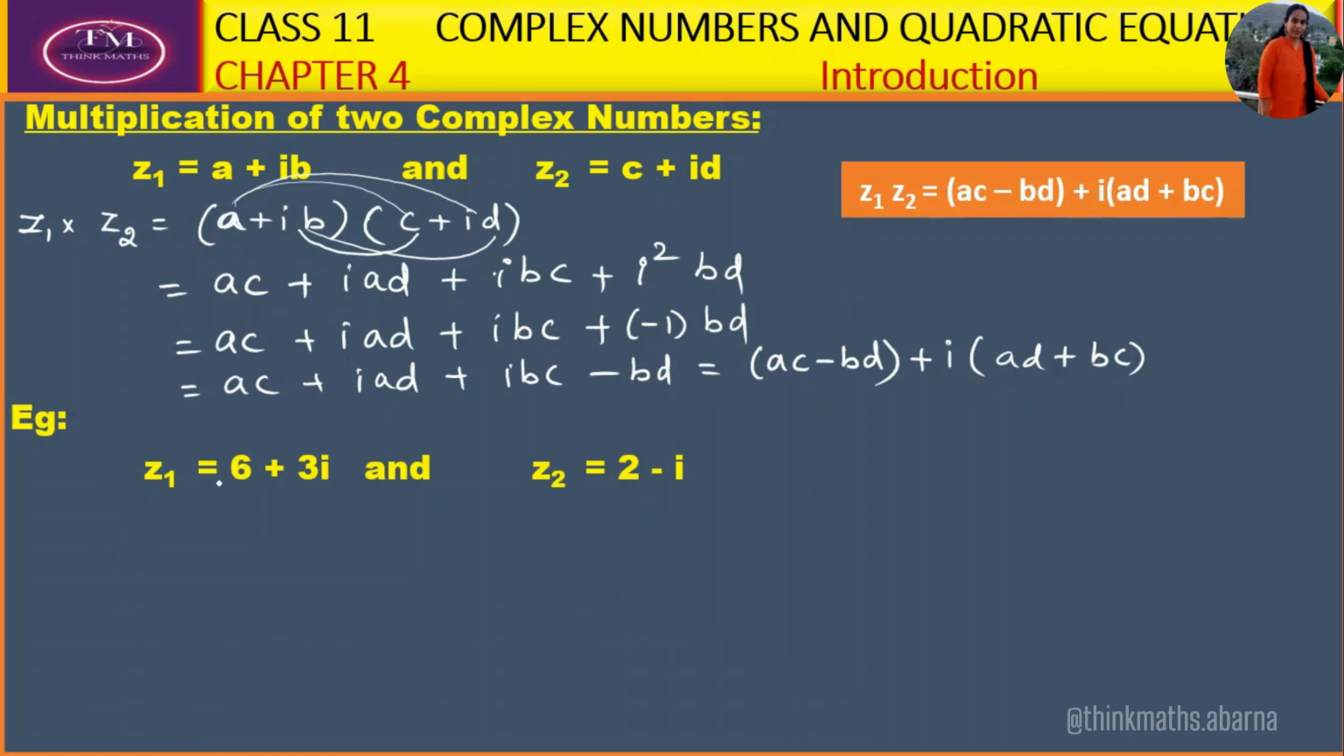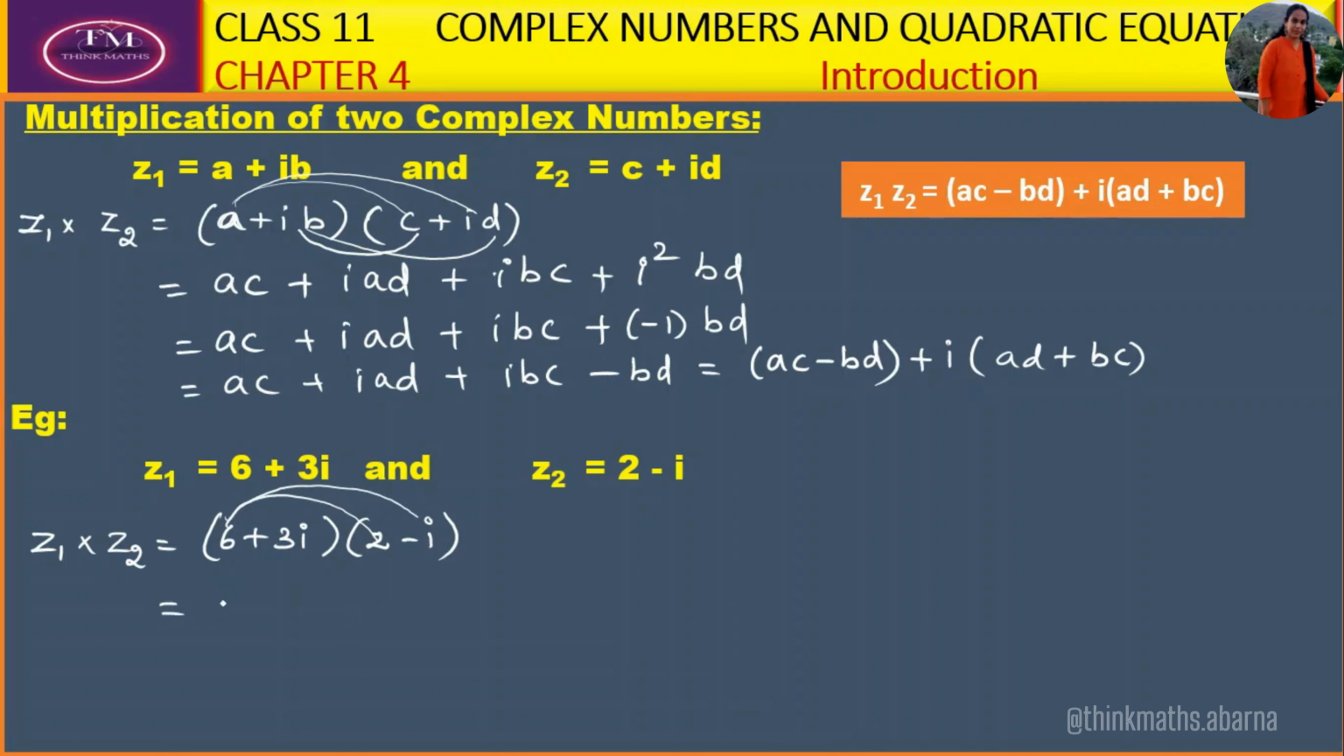What is Z1? 6 plus 3i, and Z2 is 2 minus i. We have to find out Z1 into Z2. So 6 plus 3i into 2 minus i. Okay. Now I am going to multiply first in this way and check the result by applying this formula. Okay. So now I am going to multiply 6 with 2 and 6 with minus i.